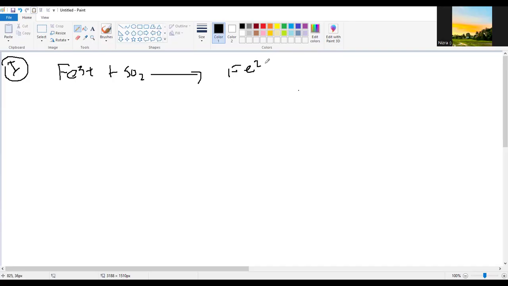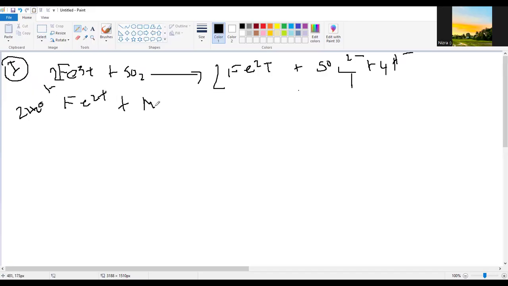Fe3+ reduces to Fe2+ and SO2 oxidizes to SO4 2-. Then if you balance this, it's 4H+, 2Fe2+, 2Fe3+ and 2 water. Okay, that's the balanced reaction. Then for the same procedure, they're adding KMnO4. KMnO4 is an oxidizing agent. Now what you have is Fe2+. Then Fe2+ will react with MnO4-. Fe2+ oxidizes to Fe3+. MnO4- reduces to Mn2+.